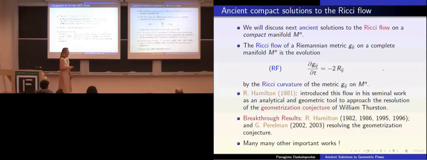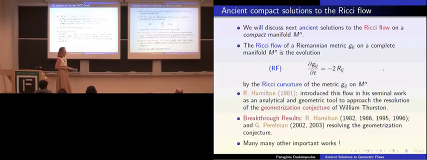Most of you must be familiar with the Ricci flow, but let me briefly tell you what it is. The Ricci flow is the evolution of a Riemannian metric g_ij on a manifold, which for the purposes of the talk will be compact, by its Ricci curvature with the right sign. And this was established by Richard Hamilton in 1981.